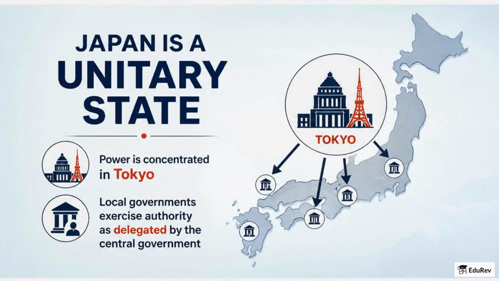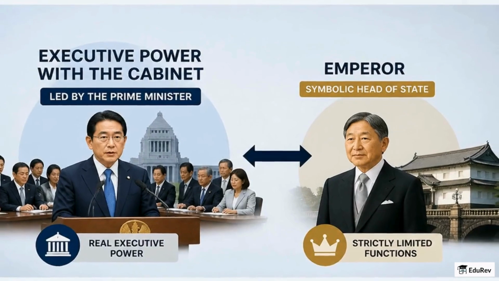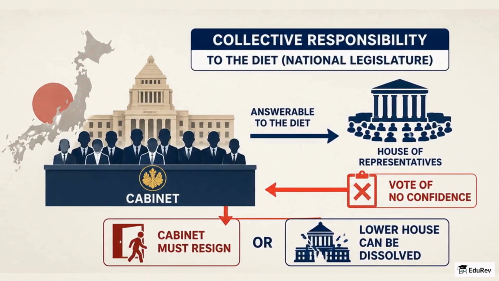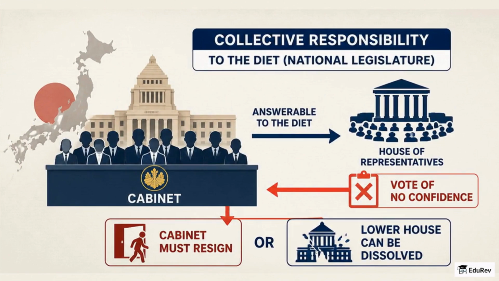So the amendment procedure works like a two-step safety lock that makes change deliberately difficult. Japan is a unitary state. Power is concentrated in Tokyo, and local governments exercise authority only as delegated by the central government, unlike federal systems you may study in other countries. The parliamentary system gives real executive power to the cabinet headed by the Prime Minister, while the emperor remains a symbolic head of state with strictly limited functions. The cabinet is collectively responsible to the Diet, the national legislature, and if the House of Representatives passes a vote of no confidence, the cabinet must resign or the lower house can be dissolved.